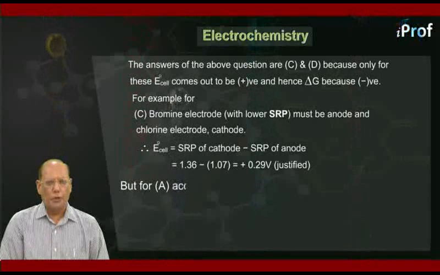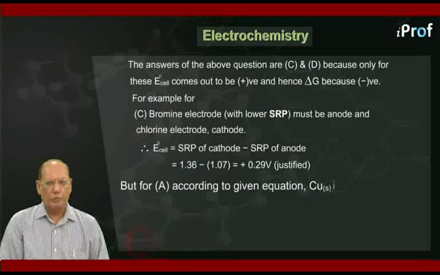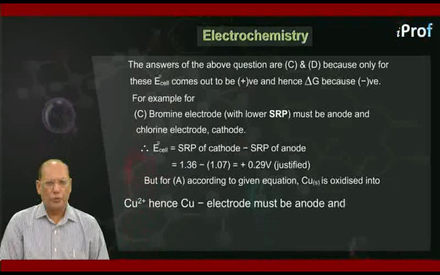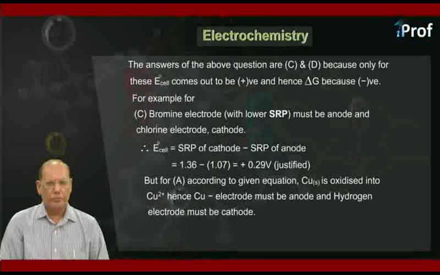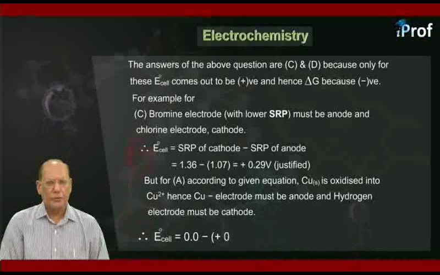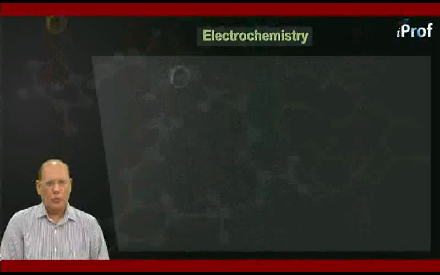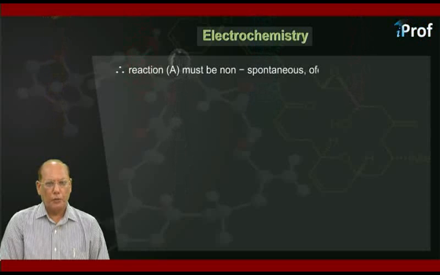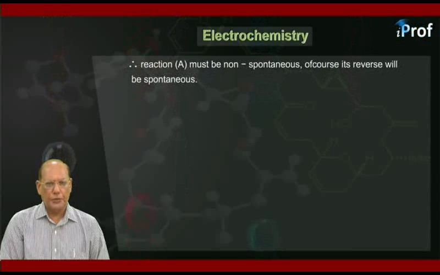But if we consider option A, then according to the given equation, copper solid is oxidized into Cu2+, hence the copper electrode must be anode and the hydrogen electrode must be cathode. So using the formula for calculation of E0 cell, we get it is equal to 0.0 minus 0.34, that's equal to minus 0.34 volt. That's a negative quantity. Therefore, delta G0 for this cell would be positive. Hence, reaction A must be non-spontaneous. Of course, its reverse will be spontaneous.